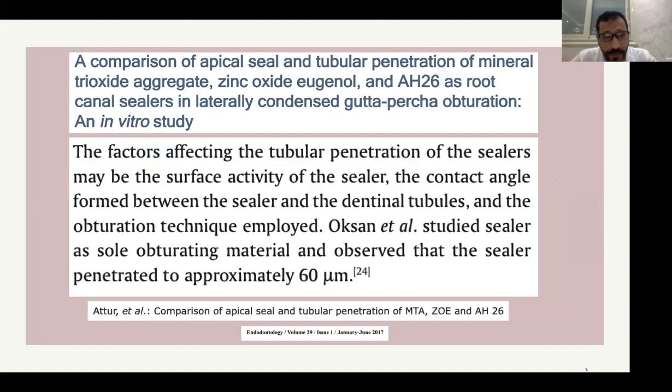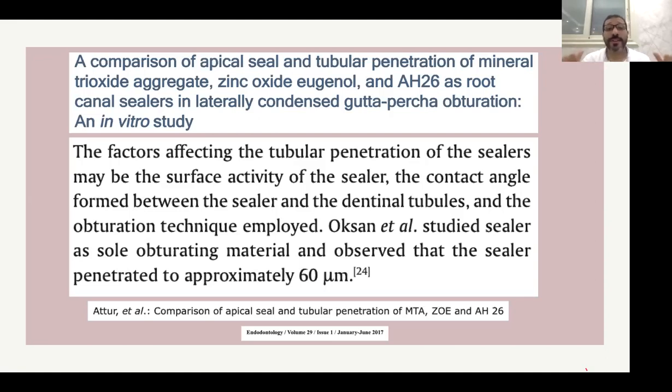Okay. We also have multiple factors that may affect the sealing of the root canal system regarding the use of the sealer, such as the surface activity of the sealer, such as the contact angle between the sealer and the dentinal tubule, such as the obturation technique used. Actually, they found in the literature that the penetration of the sealer inside the root canals is 60 micrometers.